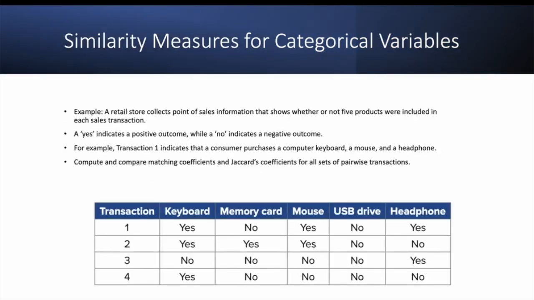And this is an example. A retail store collects point of sales information that shows whether or not 5 products were included in each sales transaction. A yes indicates a positive outcome, while no indicates a negative outcome. So yes is the positive, no is the negative. Transaction 1 indicates that a customer purchased a computer, keyboard, mouse, and headphone, for example. So compute and compare matching coefficients and Jaccard's coefficient for all pairs of transactions.